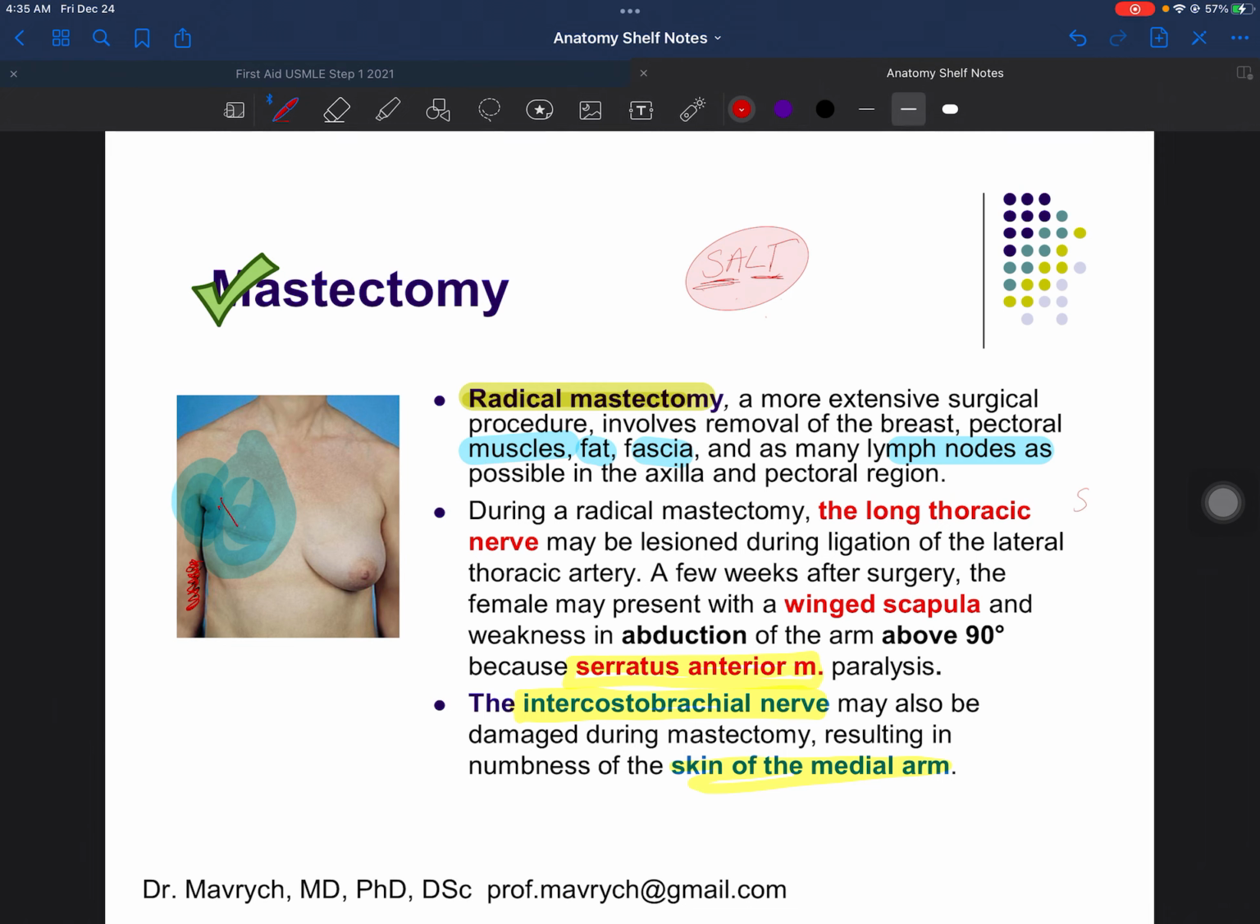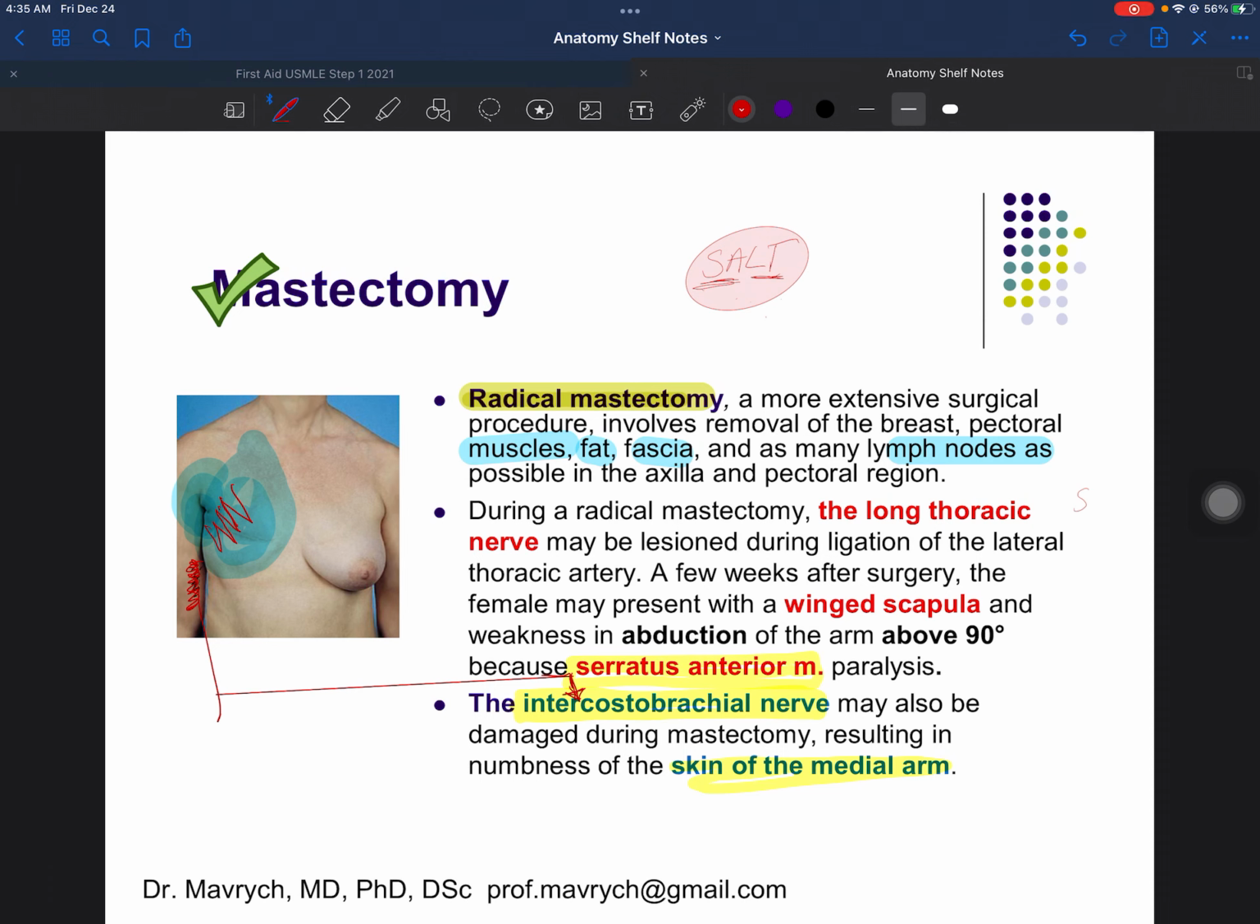Here is what can happen with the serratus, because the serratus muscle is in that area. And then the intercostobrachial nerve, this one here, is going to be the sensation to the skin of the medial arm.